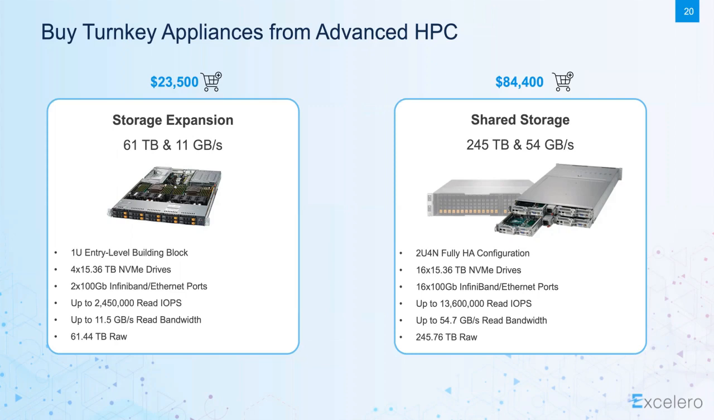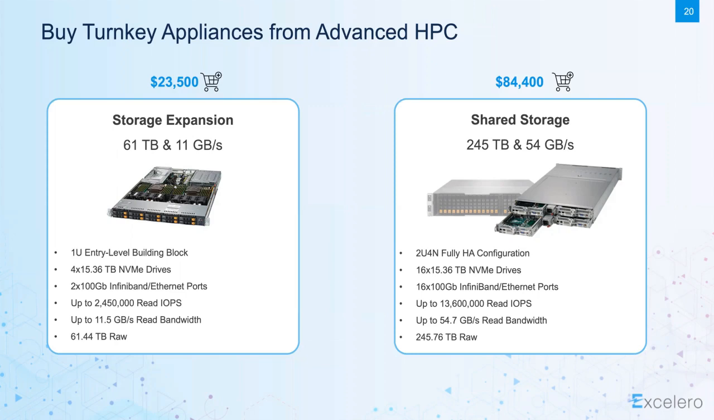But for a base entry, we could look at the storage expansion on the left. That's just a single node, and it's capable of doing around 11 gigabytes per second. That's with only 4 NVMe drives in there at only $23,500, right? So really low cost. What more could you ask for on that?